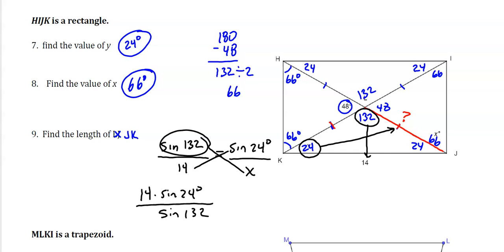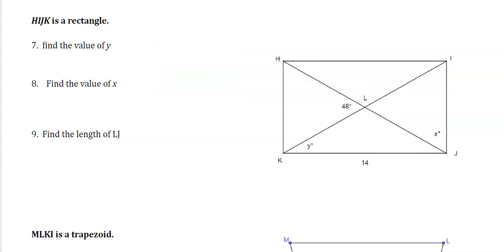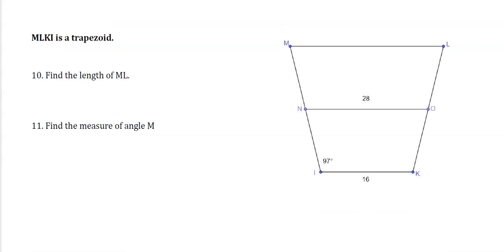And let's just punch that in. 14 times the sine of not 124, just 24. And then divided by sine of 132. And I'm getting 7.66. And I think this one was a drop down, so you didn't really have to worry about the rounding right there. Next one, we have a trapezoid on our hands, and we are given a few things.